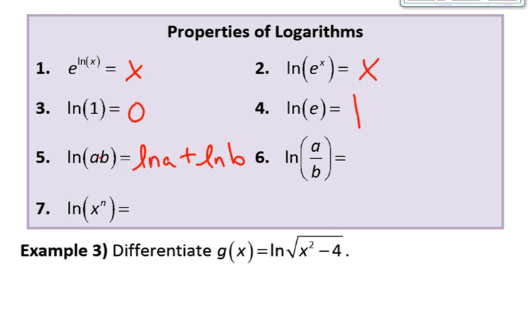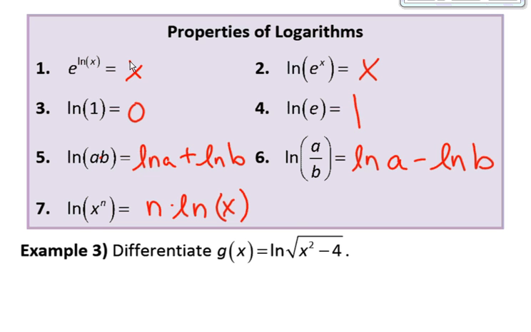Natural log of a divided by b is roughly the same thing: the natural log of a minus the natural log of b. And then the natural log of x to a power, you can bring that power out front as a constant multiple and say that's n times the natural log of x. These are very, very important properties, so make sure if you're rusty on these that you get better on them.